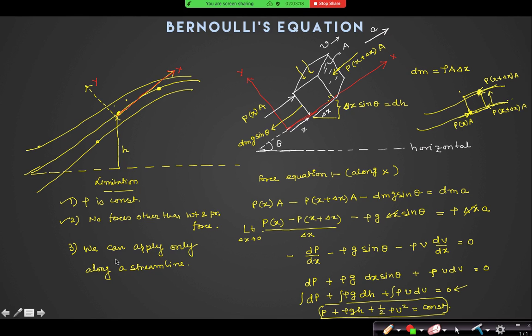Yes, sir. Okay. So these three are limitations, and another thing we should understand from this graph, from these derivations only. Look, what is the pressure difference between these two points? Can you tell me what is the pressure difference between these two points?